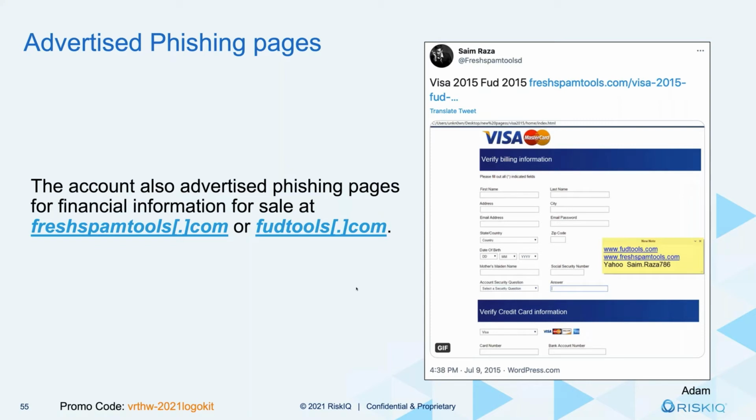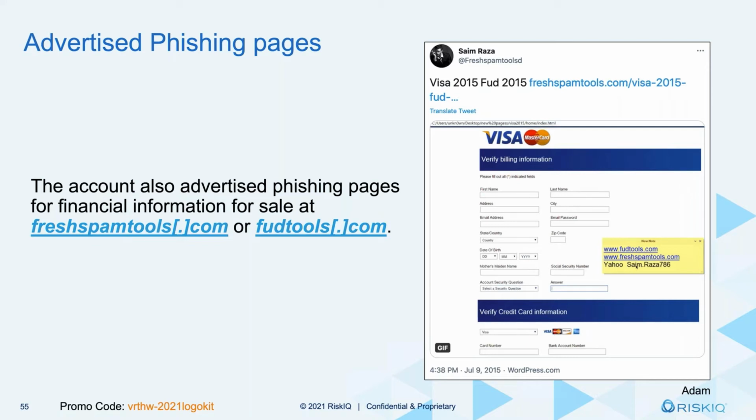So building on that, and just their very prolific advertising experiences and campaigns that they're offering. In this case, we saw that freshspamtools.com was being advertised, and if you wanted, you could buy a Visa member phish, or Visa member login phish, or Visa portal login. We found that Twitter account had actively advertised, mostly in some cases, financial-oriented phishing pages for that Fresh Spam Tools domain, as well as fudtools.com.